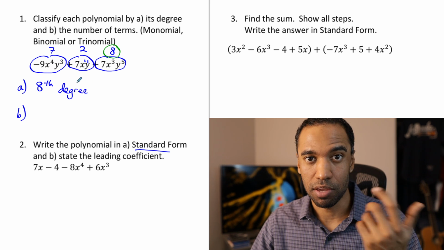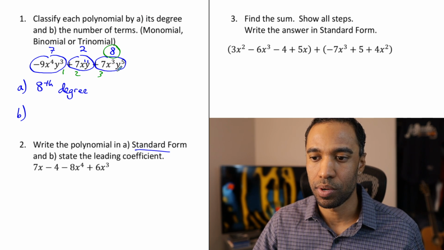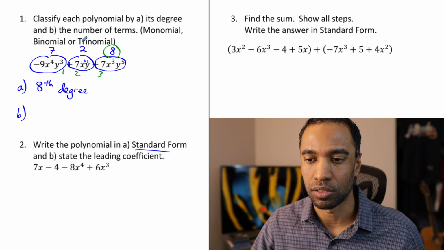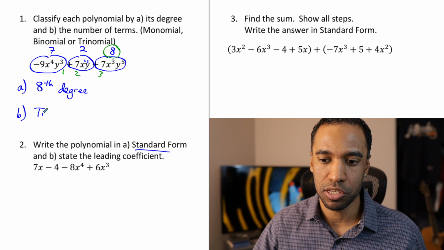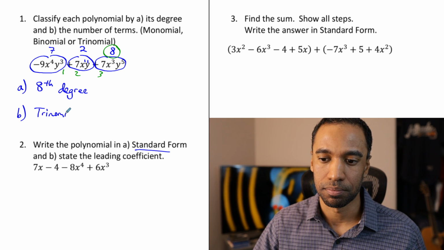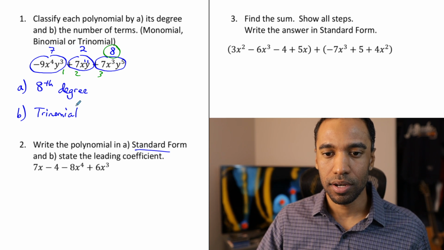polynomial. And more specifically, as it is 1, 2, 3 terms here, this is a trinomial. Trinomial is a 3-termed polynomial. So this is called an 8th degree trinomial. This is called an 8th degree trinomial there. And that's it. All right, number 2.